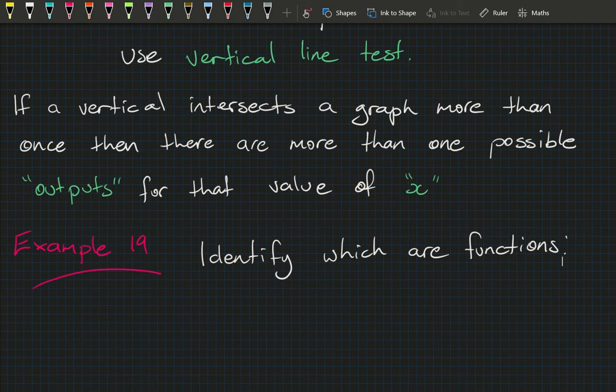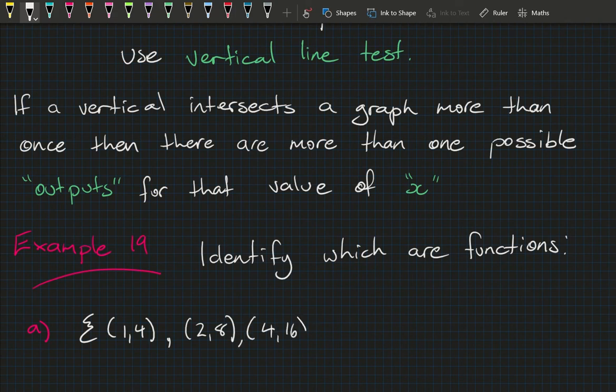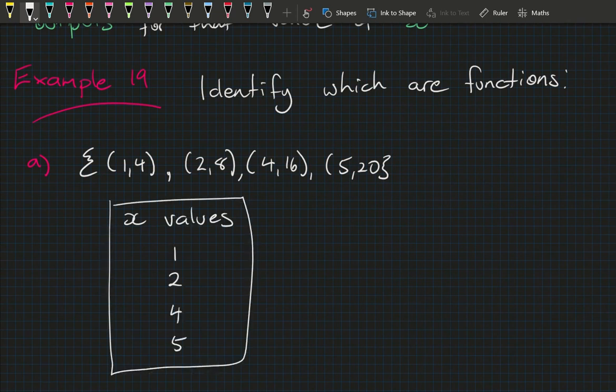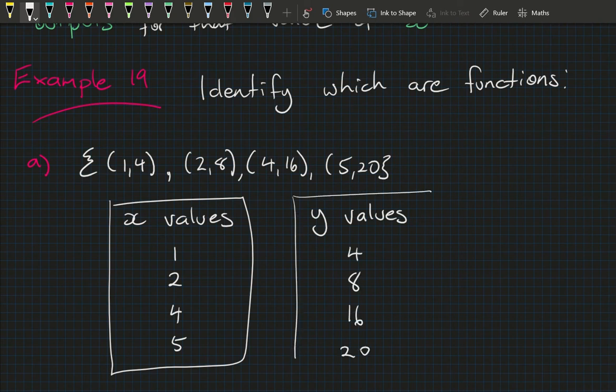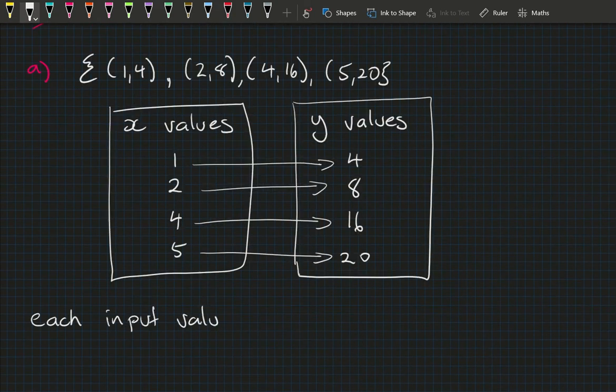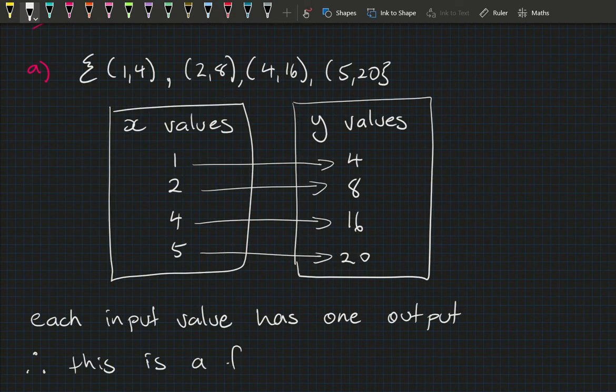Alright, let's move on to example 19, where we'll be identifying which of the following are functions. In part A, we've got a set of ordered pairs: 1, 4, and 2, 8, and 4, 16, and 5, 20. We can see that the x values are 1, 2, 4, and 5, and the y values are 4, 8, 16, and 20. 1 goes to 4, 2 goes to 8, 4 goes to 16, and 5 goes to 20. So each input has just one output, therefore this is a function.